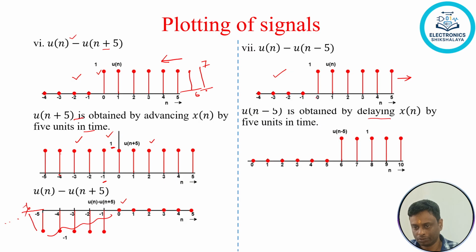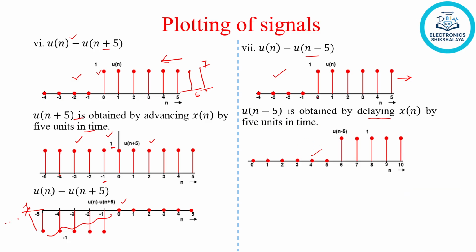So we don't get any value at 0, 1, 2, 3, 4, 5 because this will be shifted towards the right. Okay, so at 6, 7 we can get this value. Then it will be subtracted, so u of n minus u of n minus 5. Okay. So let us see that.